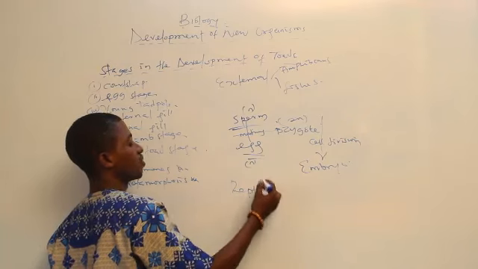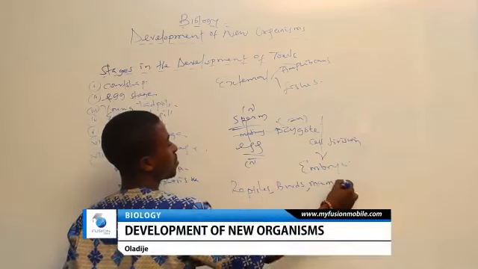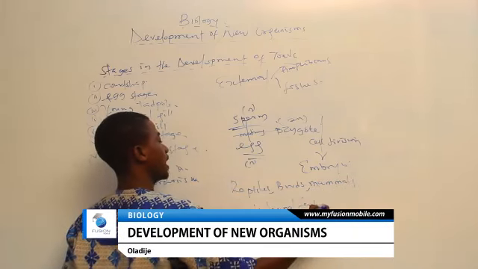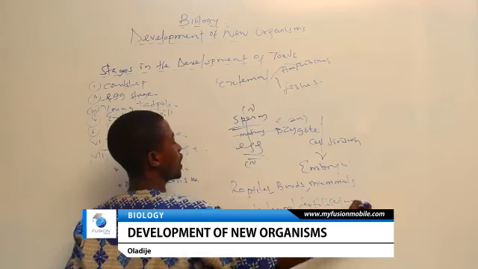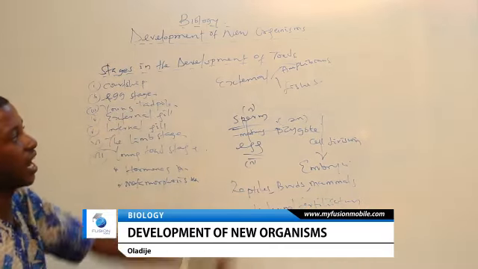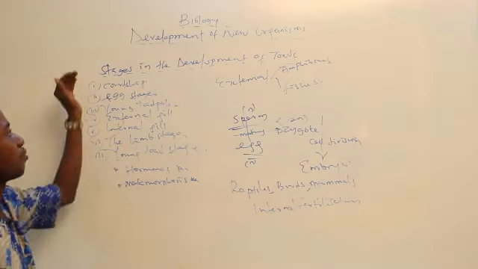Reptiles, birds, and mammals undergo internal fertilization. So please don't forget this fact. Reptiles, birds, and mammals undergo internal fertilization. Amphibians and fishes undergo external fertilization. So their stages of development start from courtship.